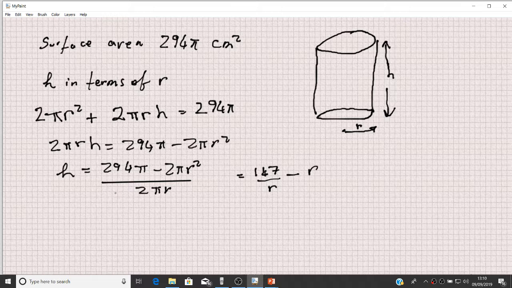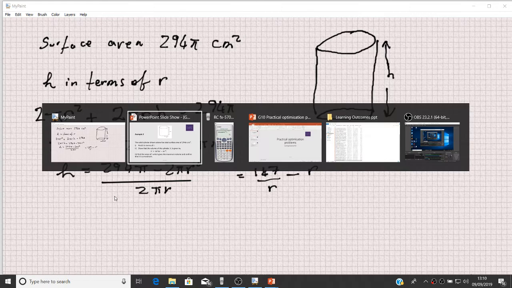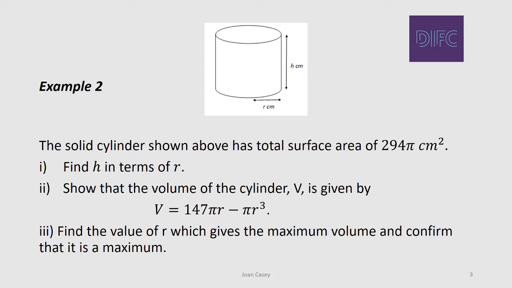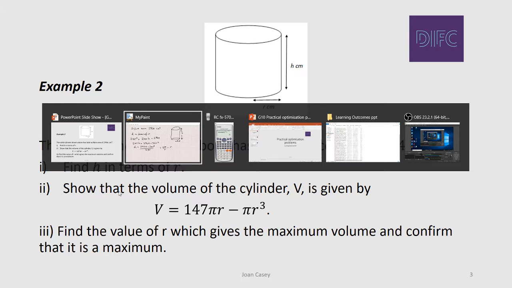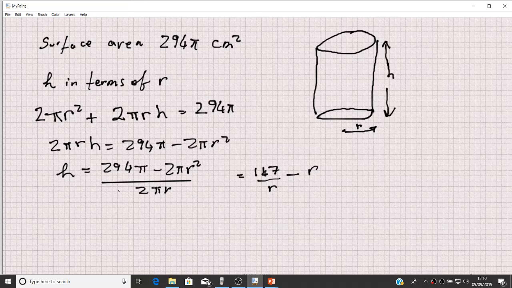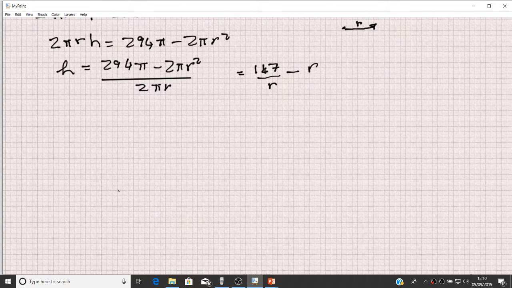Now I'll just go back to the question to remind us what the second part was. In the next part we have to show that the volume of the cylinder V is given by 147 pi r minus pi r cubed. Okay, so we'll go back to the writing pad, and I'll write down what we're aiming to get. We're looking to show the volume is 147 pi r minus pi r cubed.